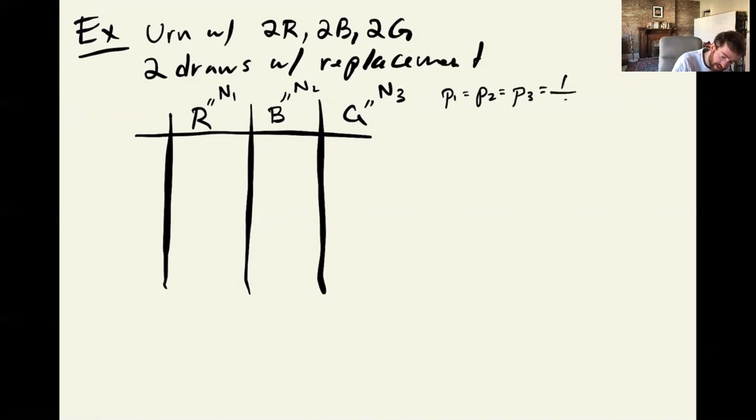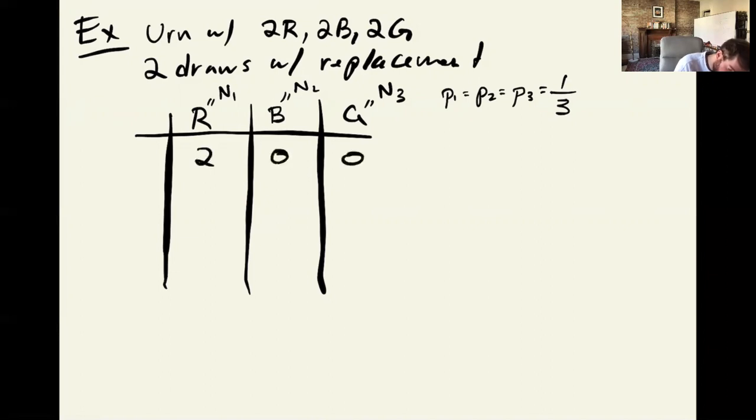Each of them in this case is a third. I have a third of 2 out of 6 chance of getting a red, or 2 out of 6 get a blue, and so on. So let's just go ahead and figure it out. What are the possible sort of tuples here?